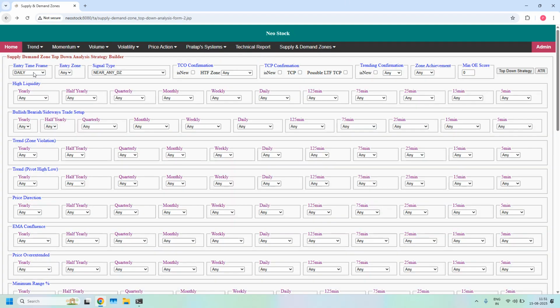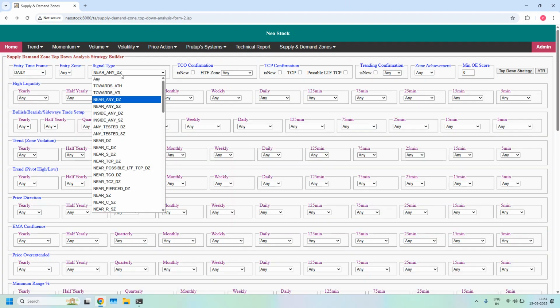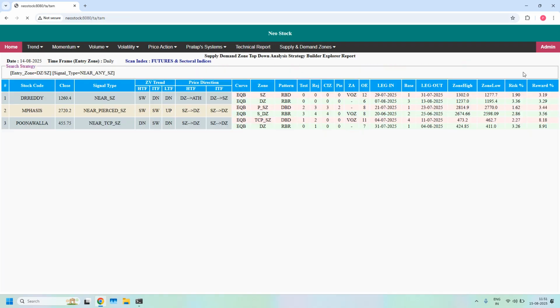Okay, next for daily time frame, stocks near to the daily supply zone, we got 3 stocks. Let us look into the daily high liquidity supply zones from this list. Poonawalla is having a daily high liquidity supply zone. Only one stock we identified from this list.